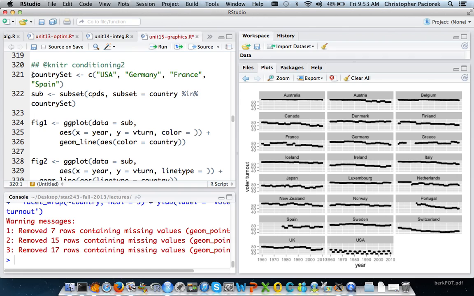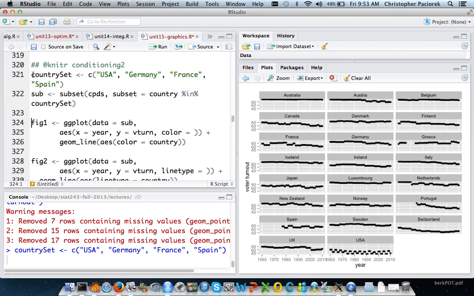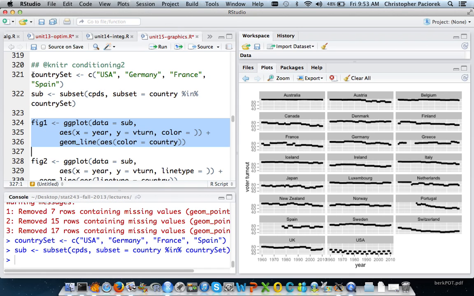And then also just an illustration here that instead of doing this as multiple panels, you could do this as different colors or different line types for the different countries. So I'm just going to subset to a smaller set of countries so that my single plot doesn't get too busy. But here I'm going to use ggplot to plot voter turnout as a function of year, but have the color be different countries all in a single plot.